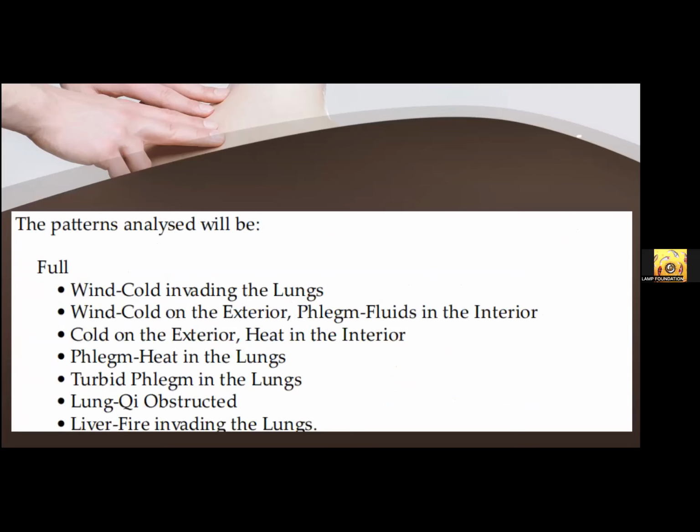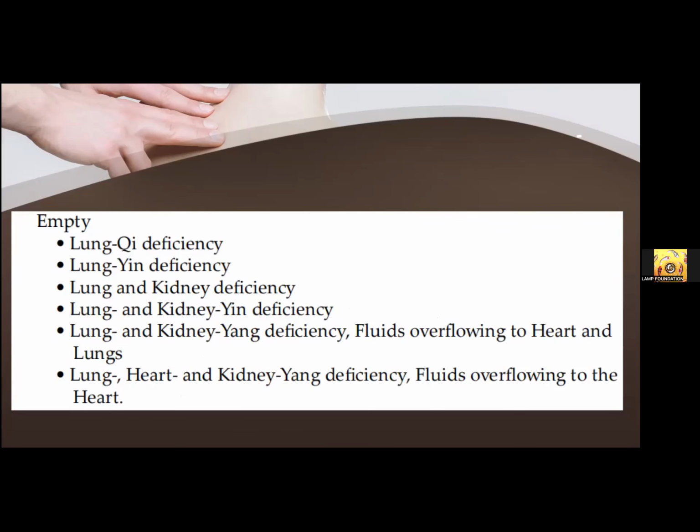The patterns that will be analyzed are the following. For full, we have wind cold invading the lungs, wind cold on the exterior, phlegm fluids in the interior, cold on the exterior, heat in the interior, phlegm heat in the lungs, turbid phlegm in the lungs, lung chi obstructed, liver fire invading the lungs. For the empty conditions, we have lung chi deficiency, lung yin deficiency, lung and kidney deficiency, lung and kidney yin deficiency, lung and kidney yang deficiency, fluids overflowing to heart and lungs, lung, heart, and kidney yang deficiency, fluids overflowing to the heart.